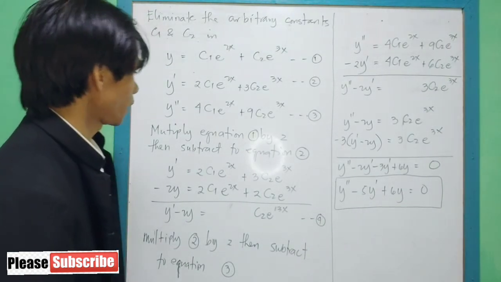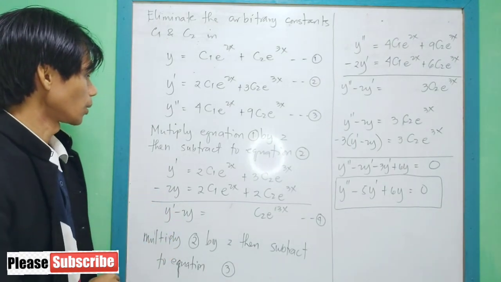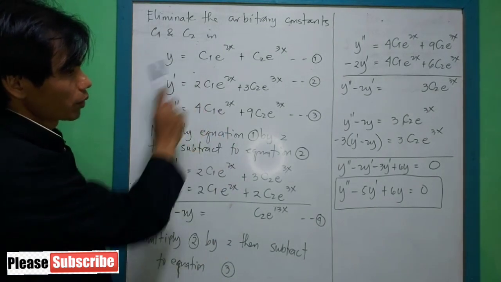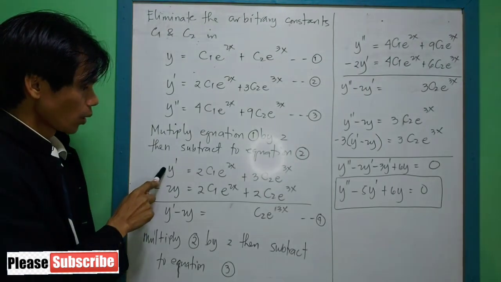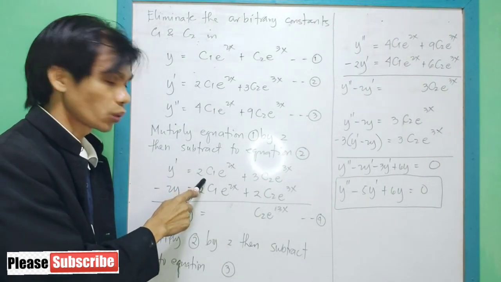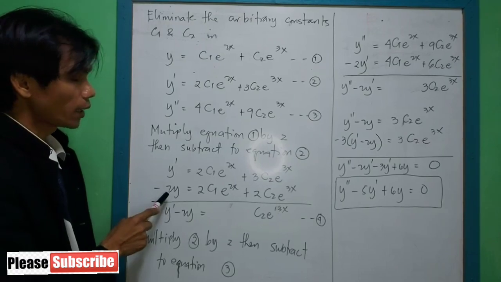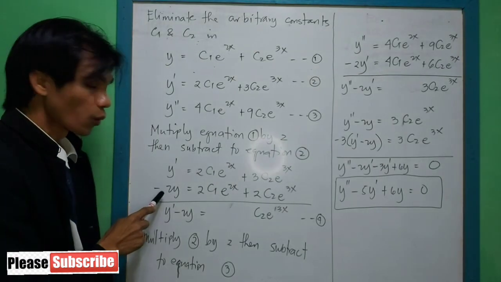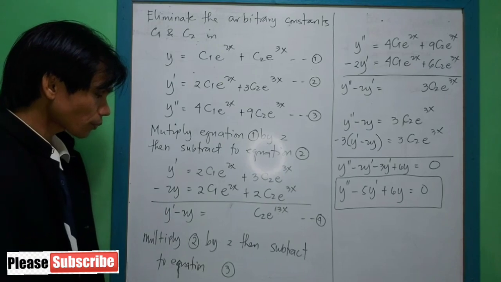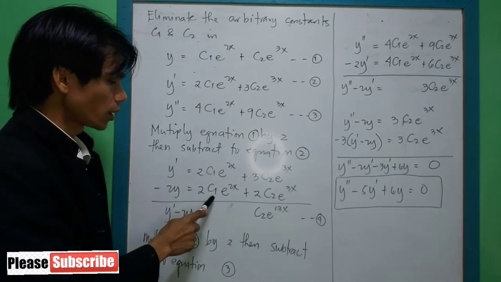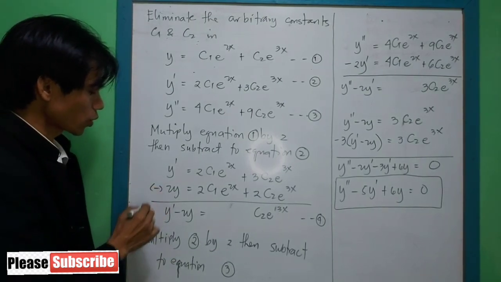So, what we need to do is maghanap tayo ng paraan kung paano tayo mag-equate dito sa problem na to. So, we have to multiply equation 1, this is our equation 1, by 2, then subtract to equation number 2, which is this one. So, we have y prime is equal to 2C1 e to the 2x plus 3C2 e to the 3x. I-subtract natin yung y multiplied by 2. So, we have 2y, and then multiply din natin yung 2, so 2C1 e to the 2x plus 2C2 e to the 3x. So, minus po ito ha, subtraction.